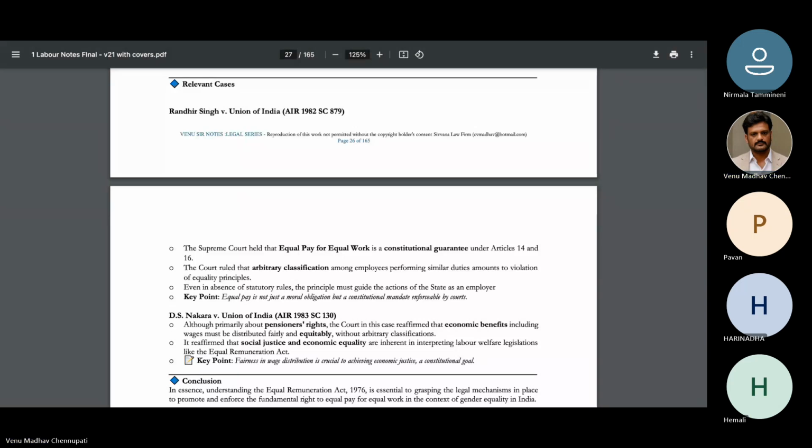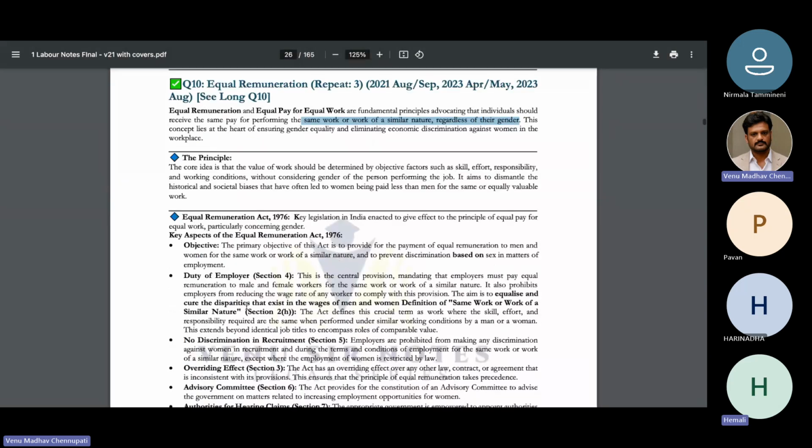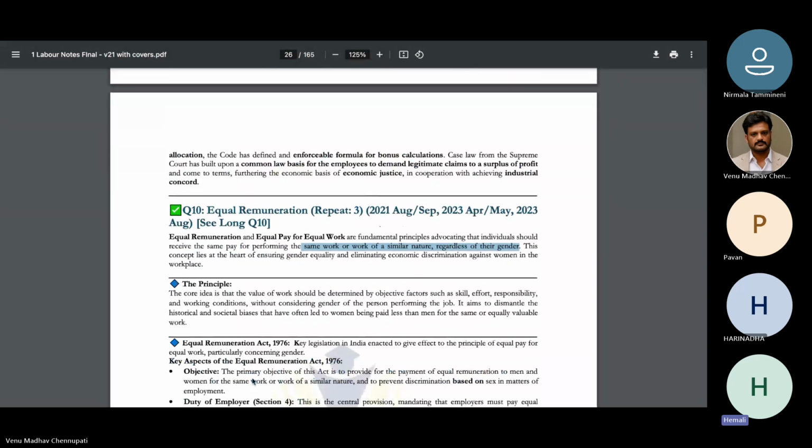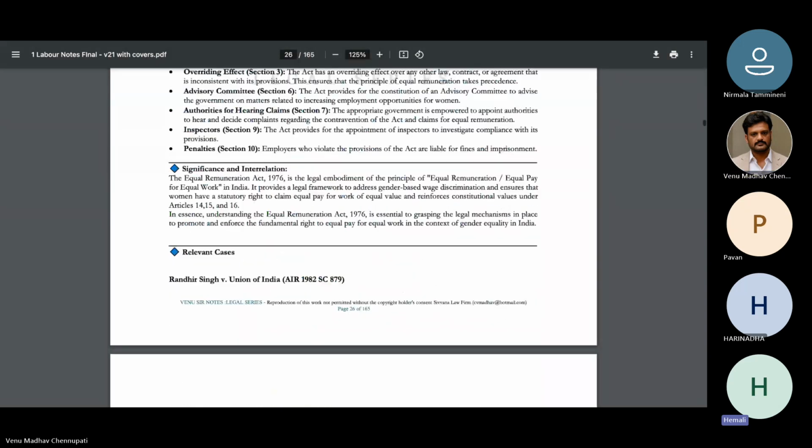So there is a discrimination of pensioners also. Equal remuneration of pensioners also. So there are multiple facets to the problem. It's not only gender equality. Fine. Shall I go to question 11?